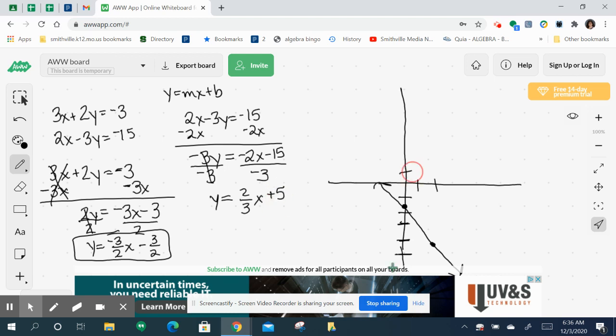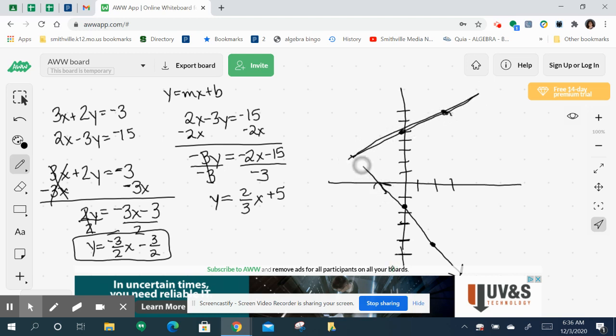And so this tells me that I'm coming up to the positive 5 and then following a slope of up 2 over 3. So up 2 over 3. And then I would connect that.